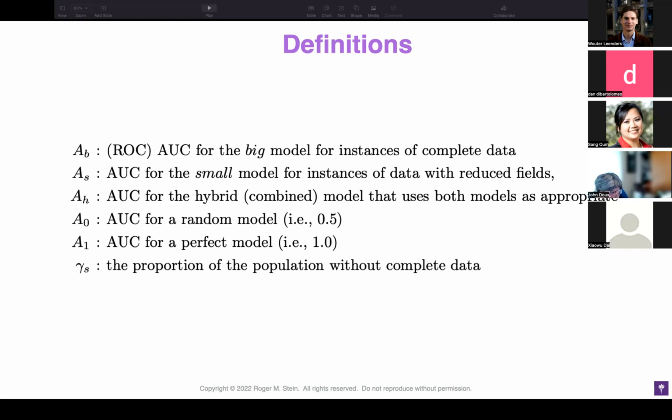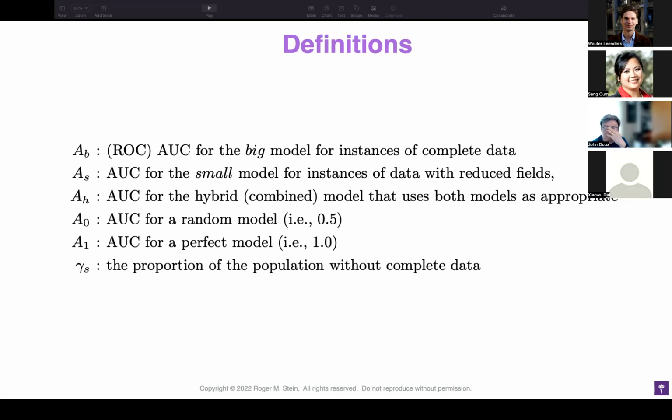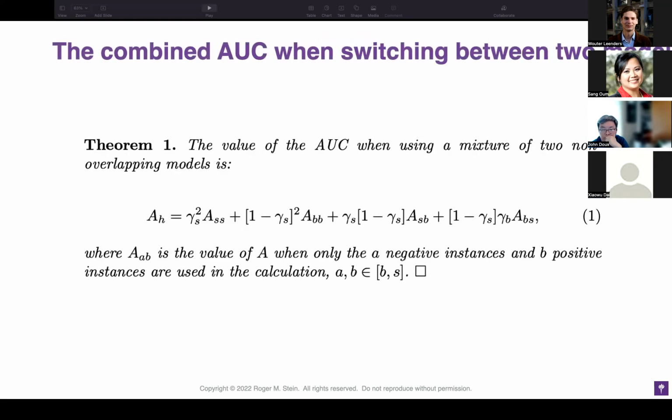A0 is the AUC for a random model. A0 is equal to 0.5. And A1 is the AUC for a perfect model, which is equal to 1. And then finally, gamma S is the proportion of the population that doesn't have complete data. Okay, Lisa nodded, so I'm guessing that's clear.